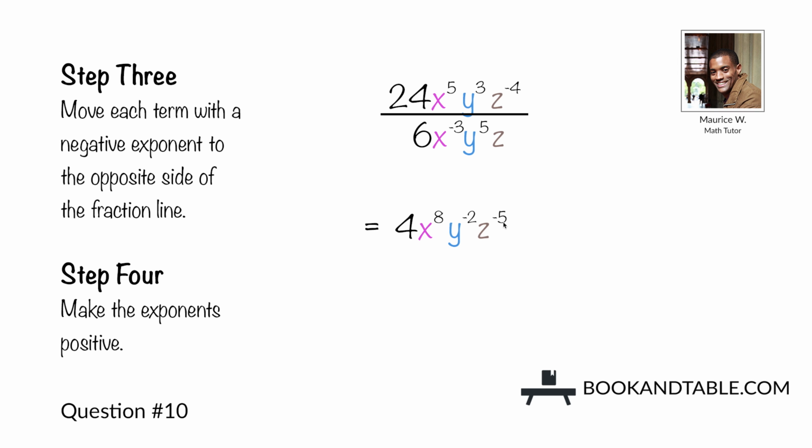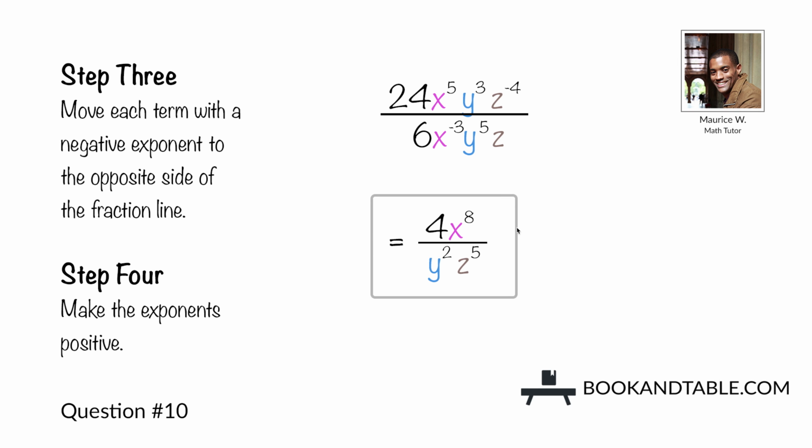So step 3, move each term with a negative exponent to the opposite side of the fraction line. And step 4, make the exponents positive. So we're going to move y to the negative 2 to the denominator to make it y squared, and z to the negative 5 down to the denominator to make it z to the 5th. Giving us a final answer of 4x to the 8th divided by y squared times z to the 5th.